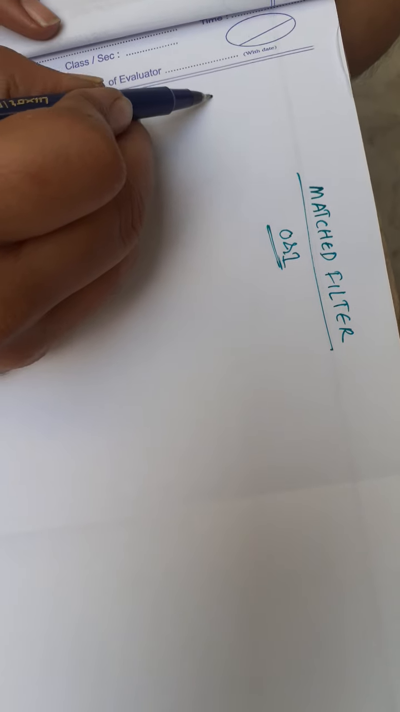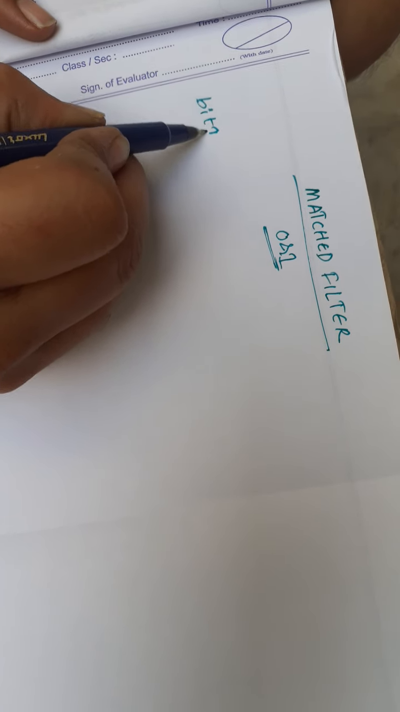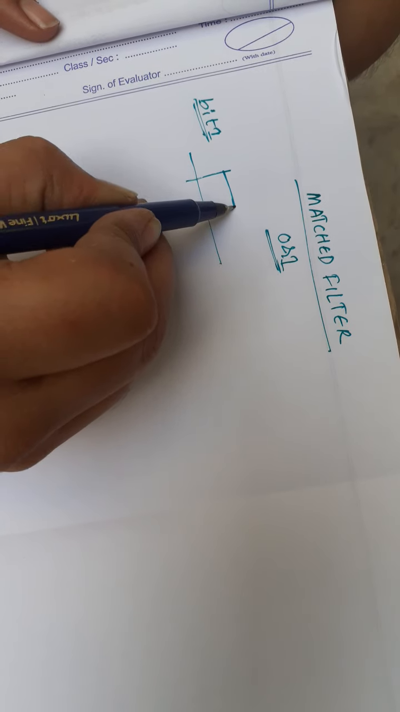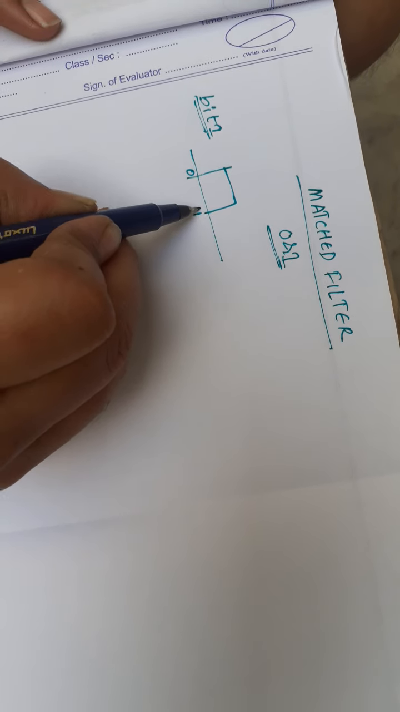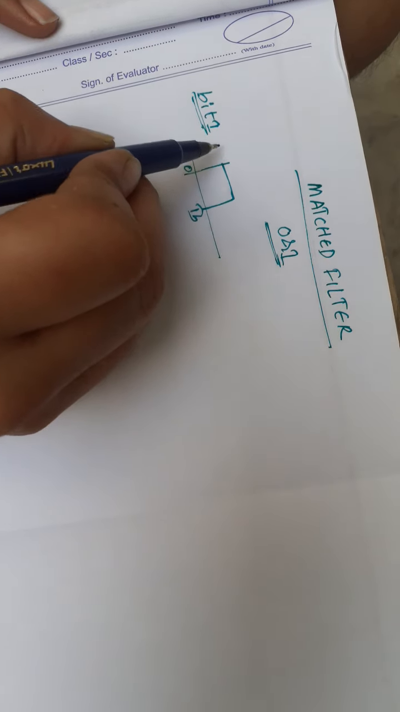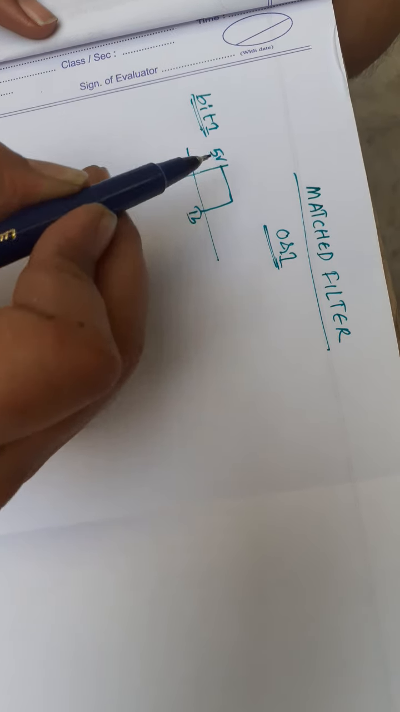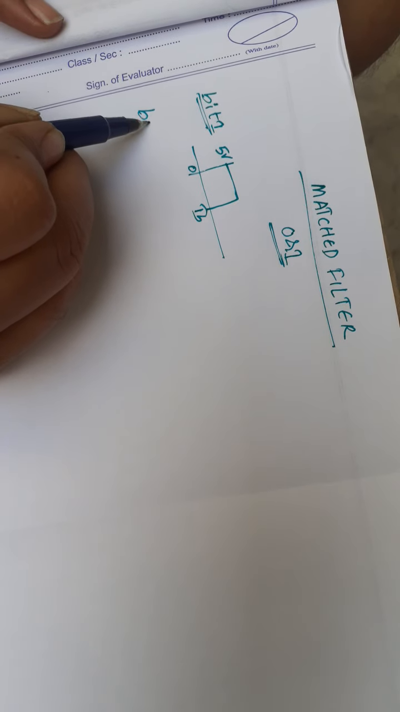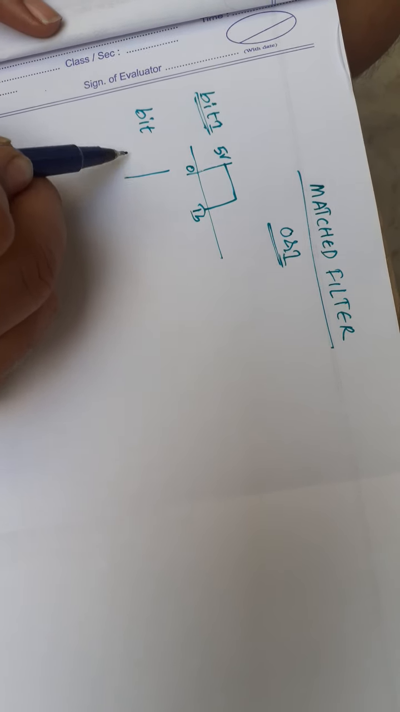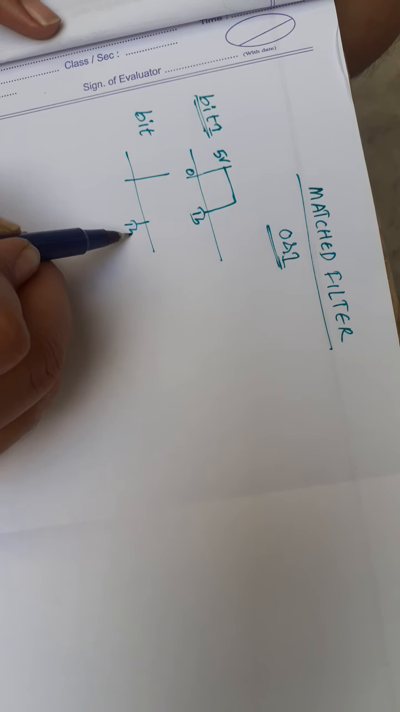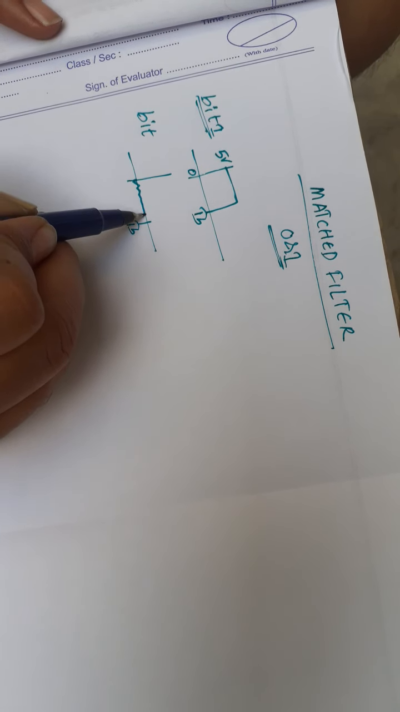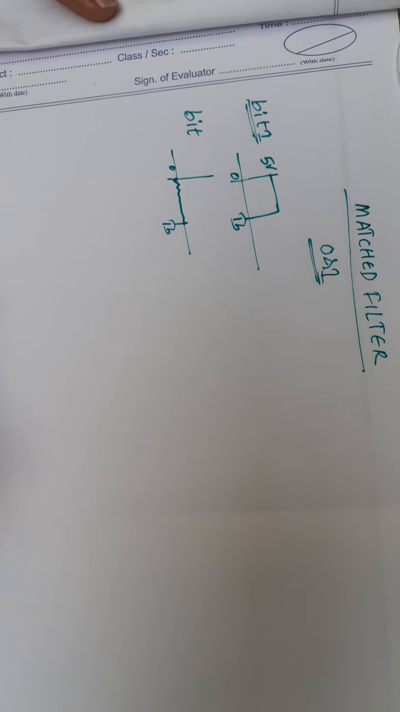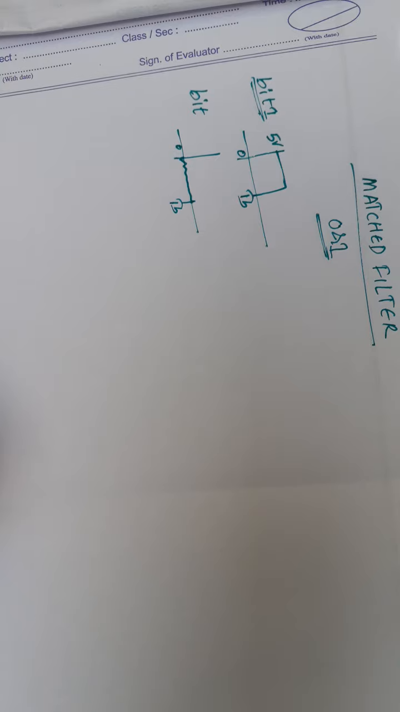For example, bit 1, if I take bit 1, I represent it like this, from 0 to TB period, and I am assuming the voltage of bit 1 is 5 volts. Another one, bit 0, I am representing here for TB period. Voltage of bit 0 is 0 volts.